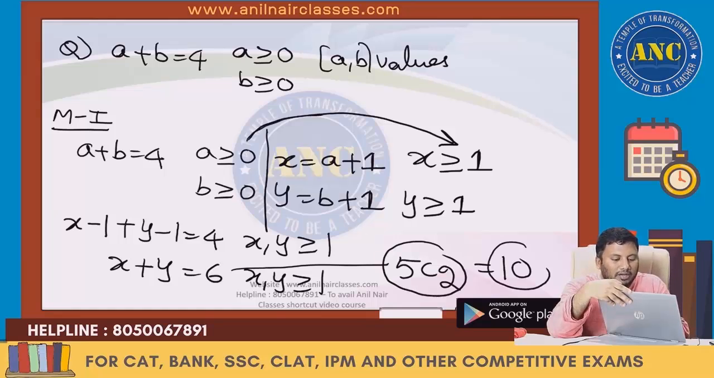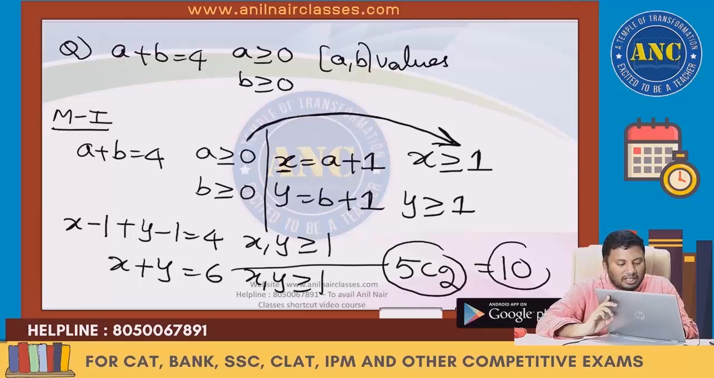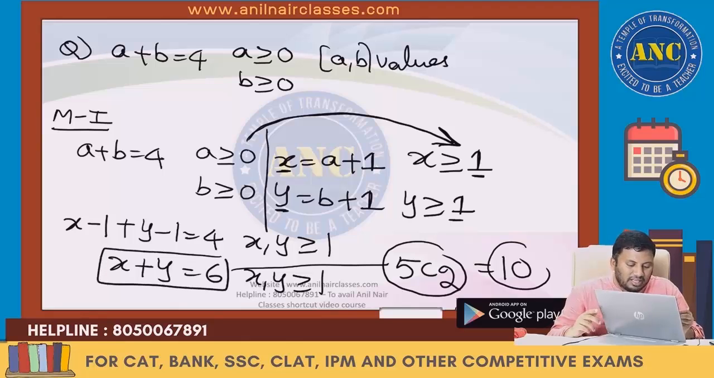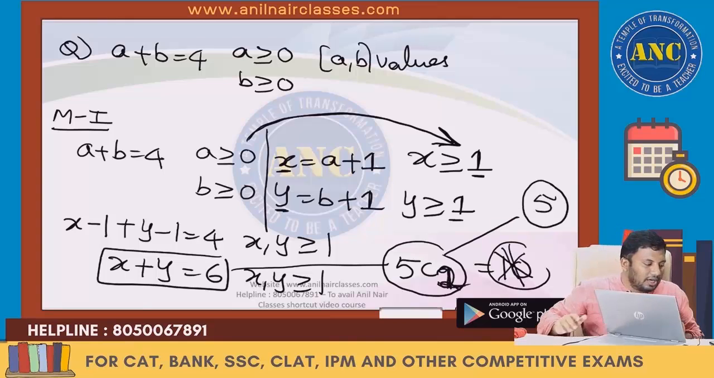Convert the domain of the variables from 0 to 1. Instead of a and b, I took another variable, x and y. I did a plus 1 and b plus 1. 0 plus 1 will be 1. So a will be x minus 1, b will be y minus 1. x plus y is 6. If x plus y is 6, the answer will be 5C1. Don't make a calculation mistake like me. Answer is 5C1.